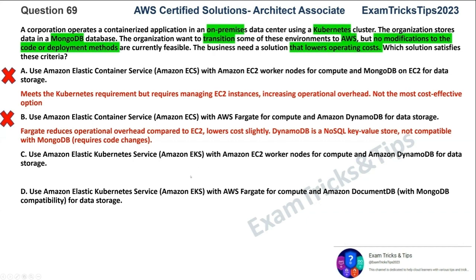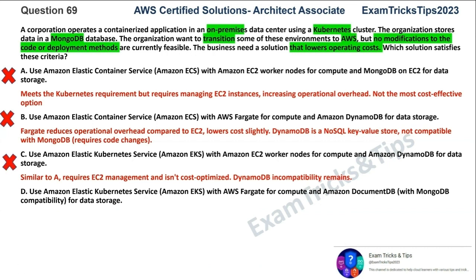So option C is incorrect as well, and that leaves us with option D, which for compute you have Kubernetes service with AWS Fargate instance type. So that's your serverless option, and that's going to keep the operational overhead low. And for managing the database side, we have Amazon DocumentDB, which is compatible with MongoDB for data storage.